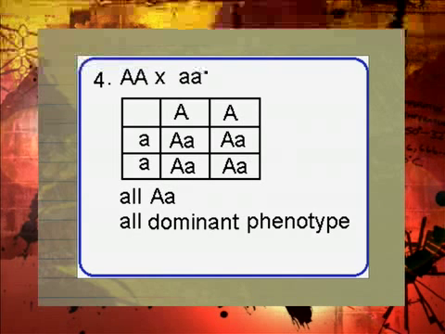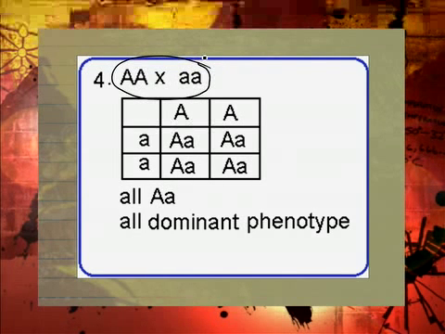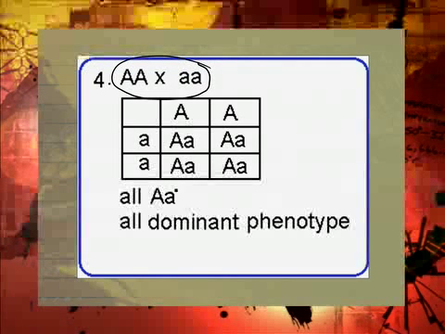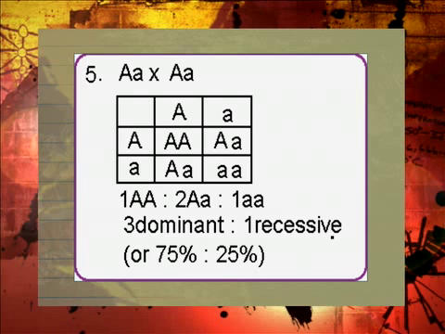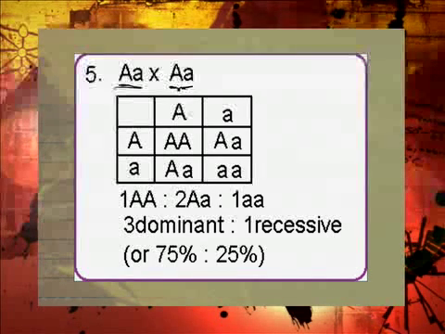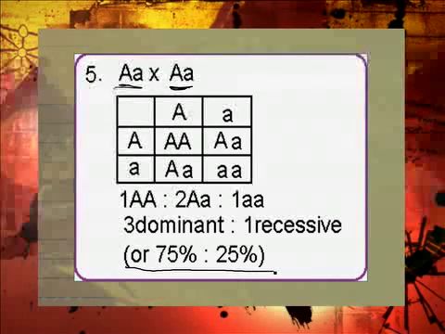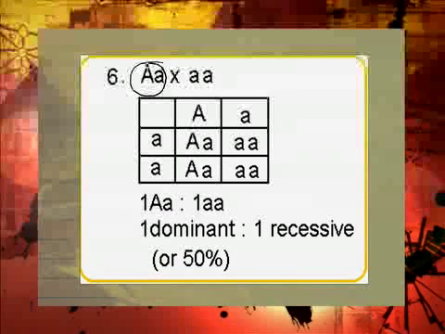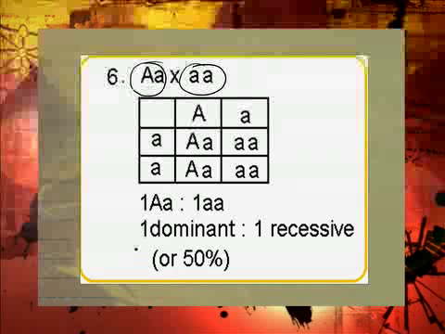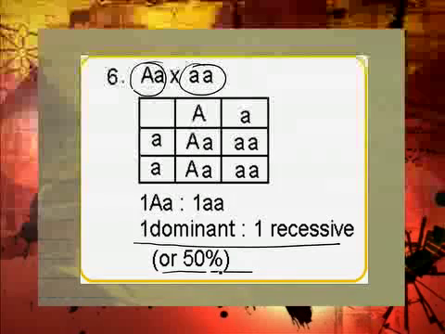You're going to have another option of having a capital A times small a. They will all be the dominant phenotype again. You could have a heterozygous crossed with a heterozygous. That's just the cross that we showed you now. And that's when you get your 3-to-1 ratio in the phenotype. And if you have a heterozygous crossed with a homozygous recessive, you're going to get a 50-50 or a 1-to-1 expression of those genes.